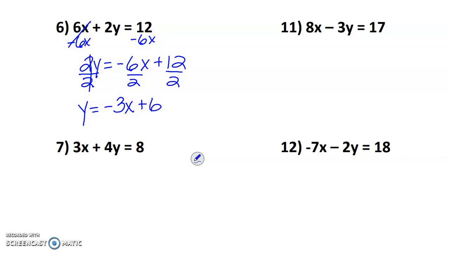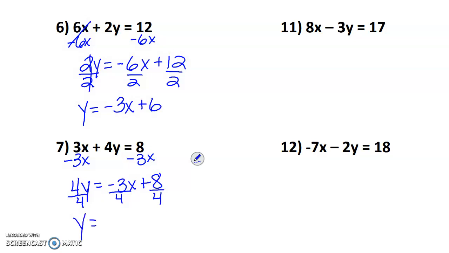Number 7, same concept. I'm going to start by moving that 3x by subtracting it. That's going to leave me with 4y is equal to negative 3x plus 8. I'm going to divide everything by 4. My rule, you need to make sure all your answers are in fraction form. So that's a negative 3/4 x plus my 2.